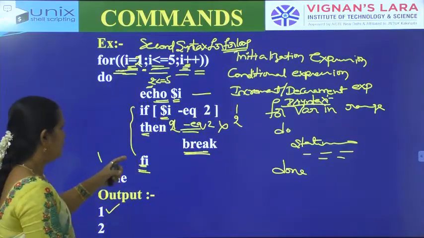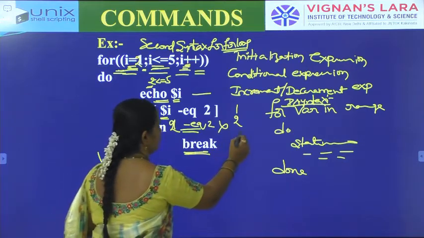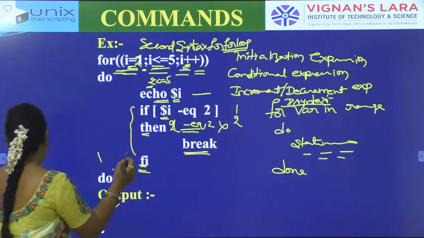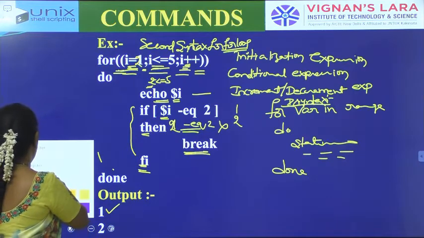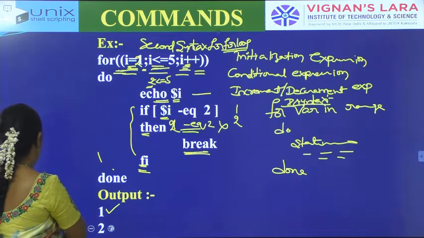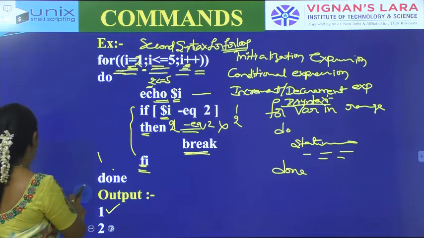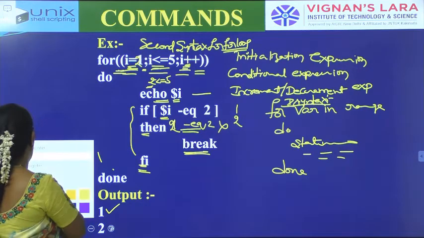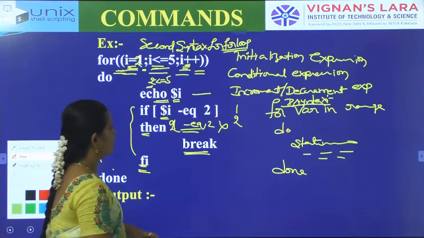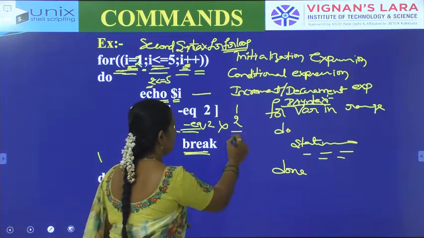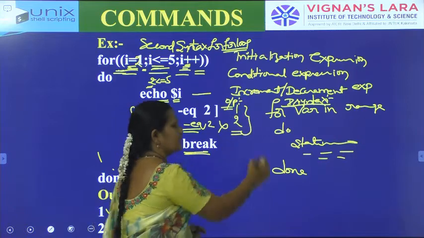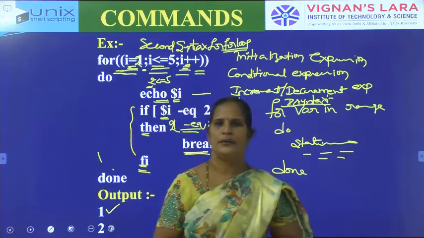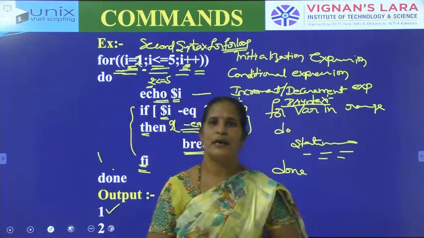Okay, it is used to resume the next iteration of the loop without considering the statements that appear after the continue statement. You have to remember this point. It is used to resume the next iteration of the loop without considering the statements that appear after the continue statement within the loop. The syntax is continue. We no need to specify the semicolon.